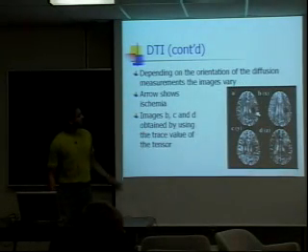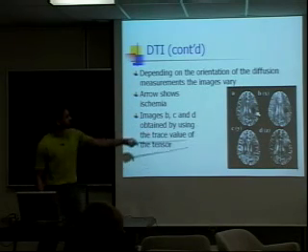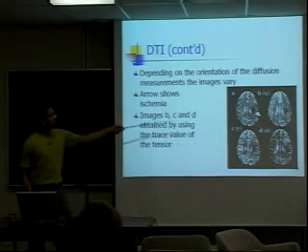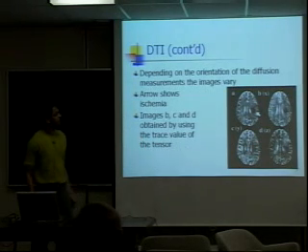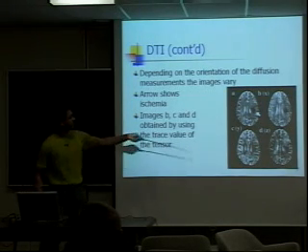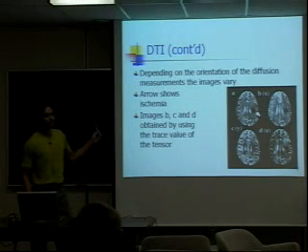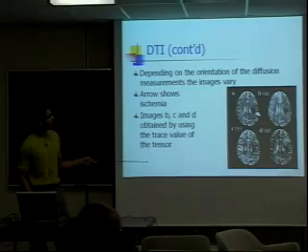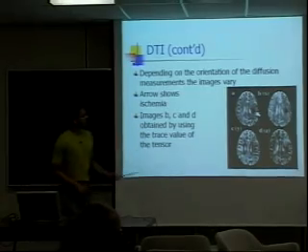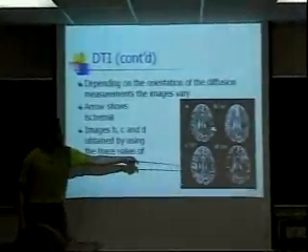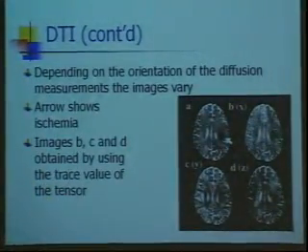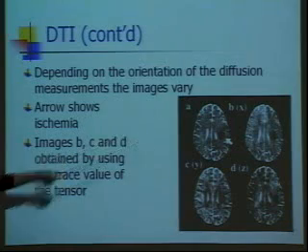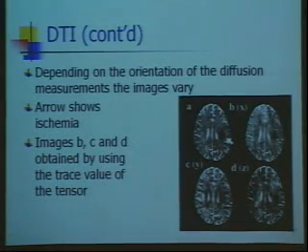In this image, Dx, Dy, and Dz are images taken according to the x-plane, y-plane, and z-plane. As you can see, this image was taken using the trace of that tensor matrix. The images don't look exactly alike. For example, the image taken according to the y-plane does not look like either of the other two, and the same thing with the z-plane.